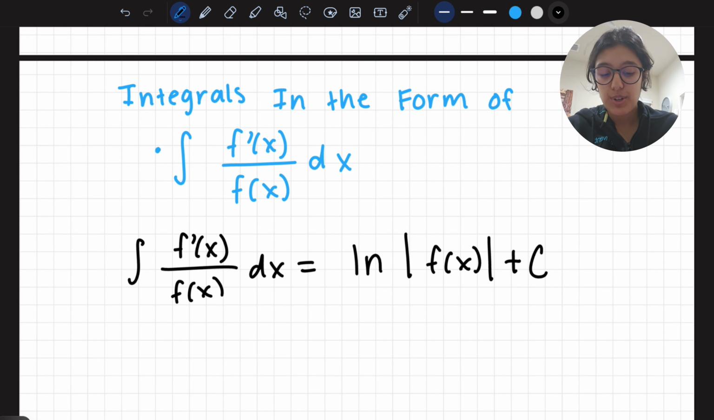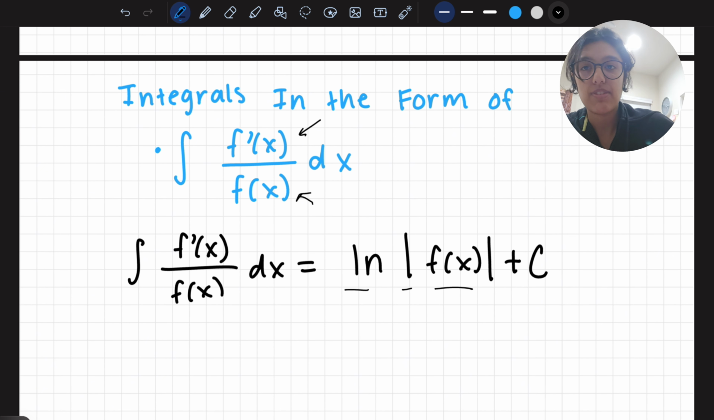Hey guys, in today's video we're going to be taking a look at how we can solve integrals in the form of integration of f prime of x over f of x dx. Basically, this is saying that we have a function, the derivative of that function is in the numerator, and the actual function is in the denominator. And what is that equal to? Well, that is equal to the natural log of the absolute value of f of x, the original function, plus c. And that is all there is to it.